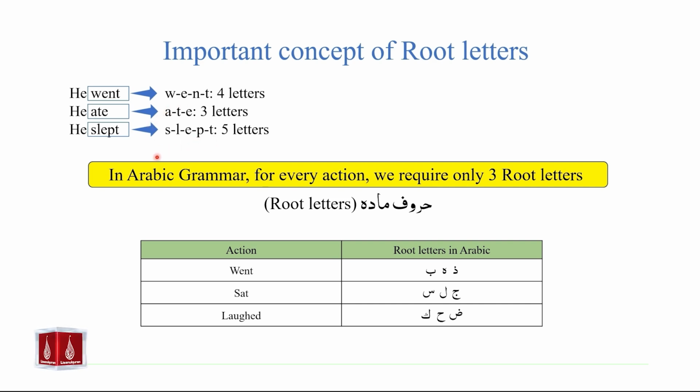In Arabic grammar, for every action, we require only 3 root letters. And these root letters are called huruf mada. For example, for the action went, we use the 3 root letters in Arabic that are zal, ha, and ba. For sat, we use the 3 root letters which are jim, lam, and sin. And for laughed, we used the 3 root letters that are dwad, ha, and kaf.